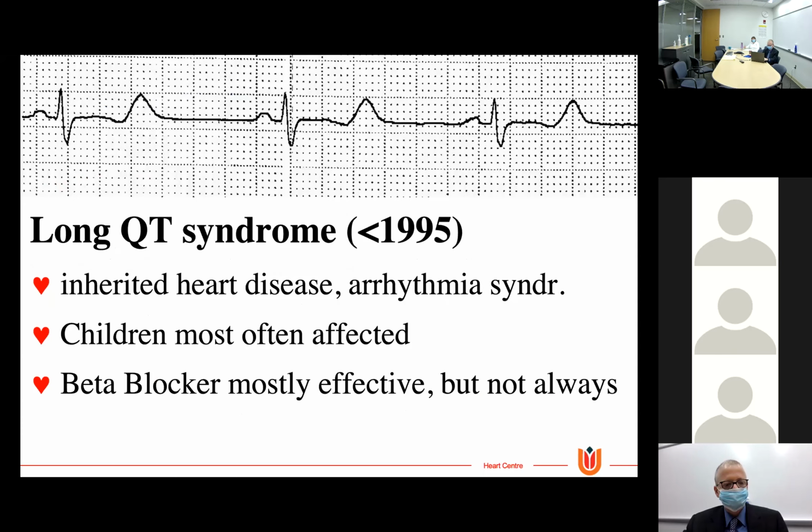I have a few introductory slides on the long QT syndrome, which might be familiar to you, but I thought I'd start with that. So before 1995, the long QT syndrome was known as an inherited heart disease associated with arrhythmias. Most often in those days, we believed, and I think that's still the case, although Dr. Zoriba just showed that elderly are also affected, but children are definitely most often affected. And beta blocker therapy is mostly effective, but not always.